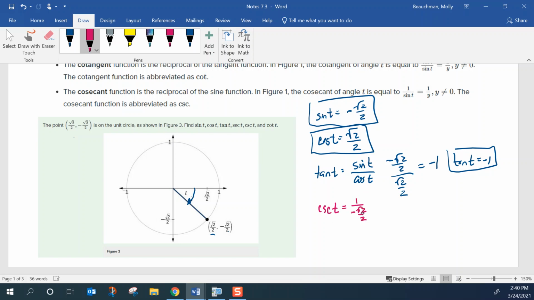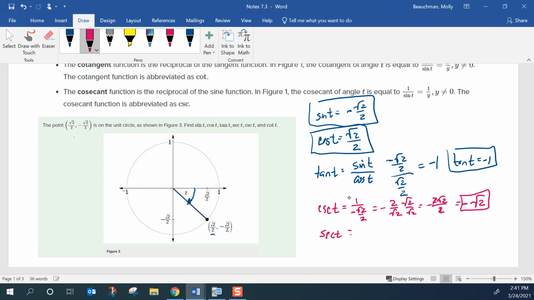So 1 over negative square root of 2 over 2 gives me the reciprocal, negative 2 over the square root of 2, and then I need to rationalize the denominator. So I end up with negative 2 square root of 2 over 2. The 2's cancel, and I get negative square root of 2. So the cosecant of t is negative square root of 2.